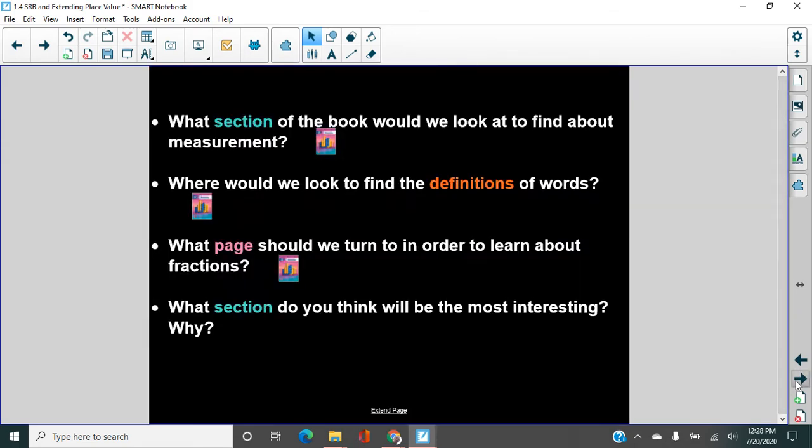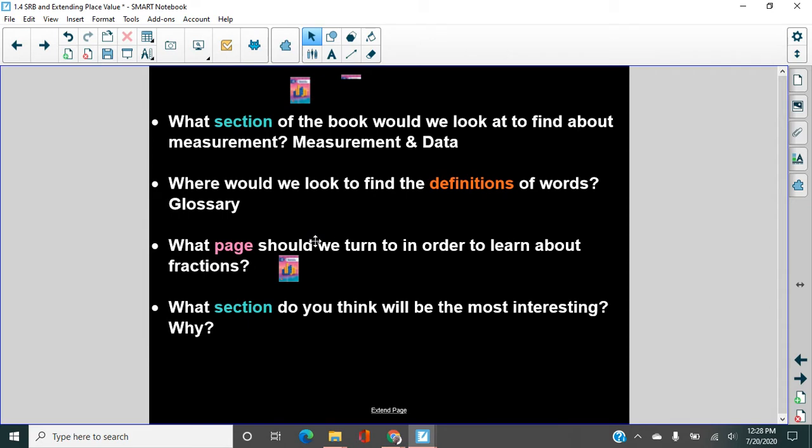Now, there's so many things that are in this book, and I'll go through these fairly quickly. There's a section about measurement, and so if you find measurement and data, that's going to tell you things about measurement. Maybe you need to look up something about meters and kilometers, right? Where would we look to find the definitions of words? Definitions of words can be found in the glossary. That's towards the back. So if you look at that section and you look for the word acute angle, you'll be able to find a definition of that. You might need that in the future.